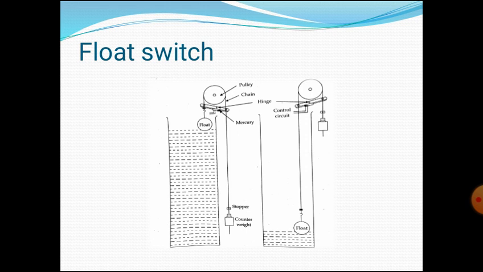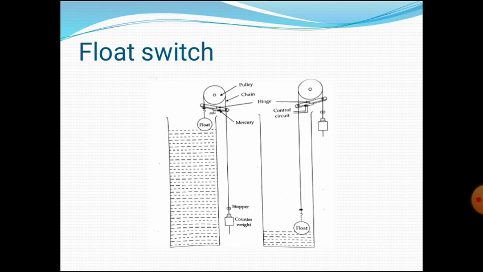Float switch. Float switch is a device used to detect the level of liquid within a tank. The switch may be used in a pump, an indicator, an alarm, or other devices. The purpose of a float switch is to open or close a circuit as the level of the liquid rises or falls. Float switches are normally used in water level indication. This is the circuit diagram of float switch.